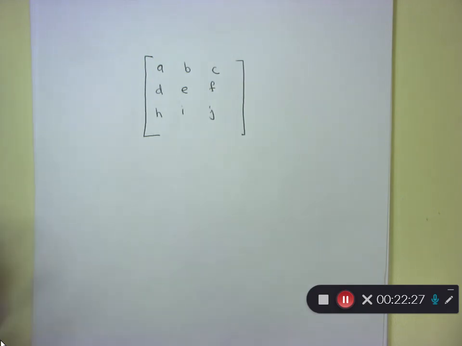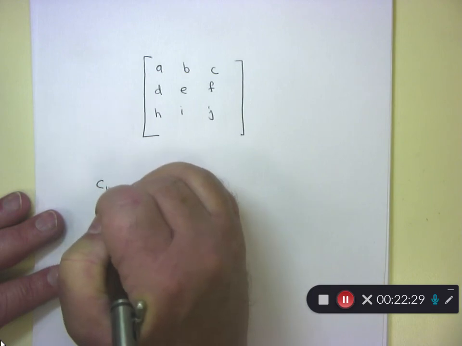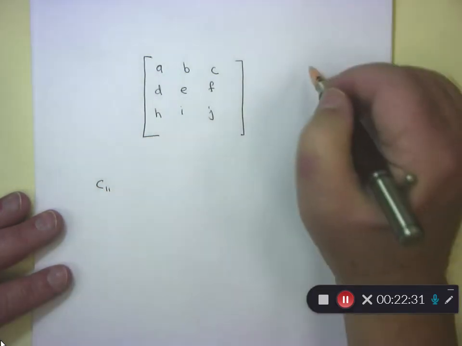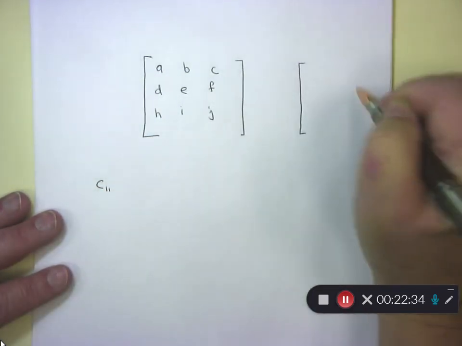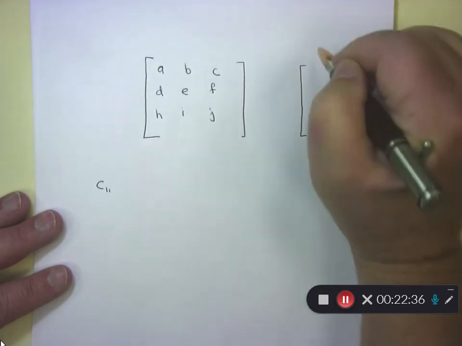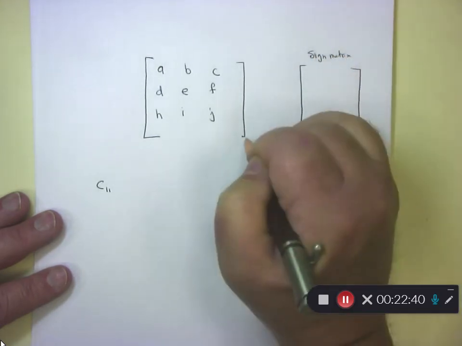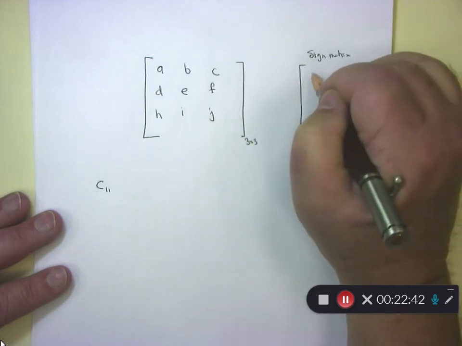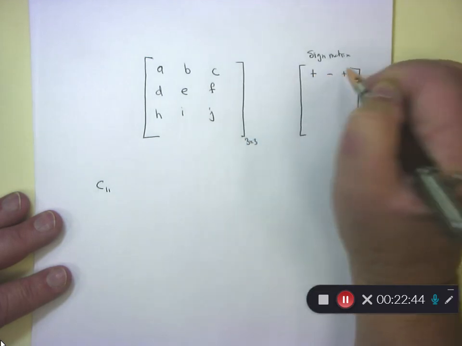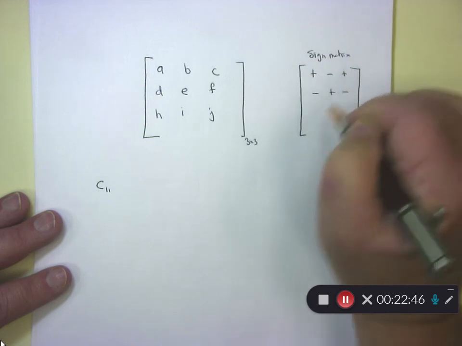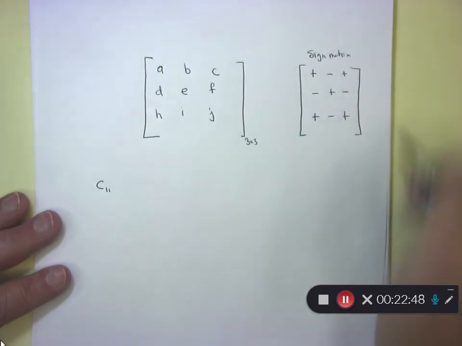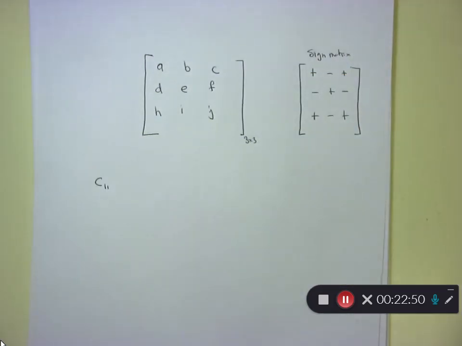Now, what would the C11 be? Well, the thing you're going to put beside it is the sign matrix. You remember us talking about the sign matrix? This one is 3 by 3, so it is plus, minus, plus, minus, plus, minus, plus, minus, plus. If we did 4 by 4 or 5 by 5, you would expand it.